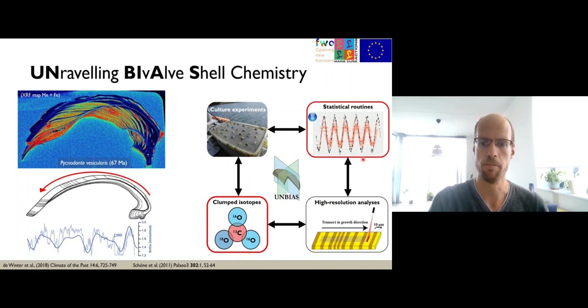In my project called Unbiased, I combine several methods, several avenues of research, to make this archive of bivalve shells better and to improve the way we can reconstruct this type of high resolution variability. I will mostly be talking about the clumped isotope aspect of my work here, and also a little bit about the statistical routines that we use to get the most information out of these records from bivalve shells.